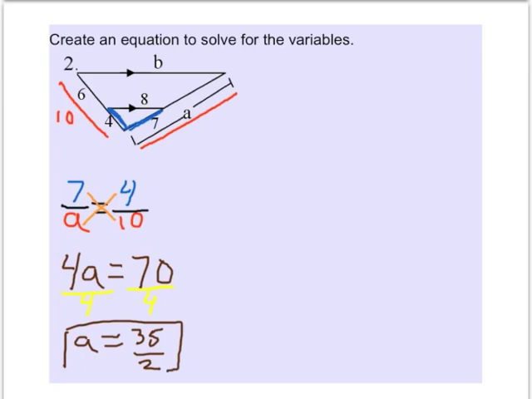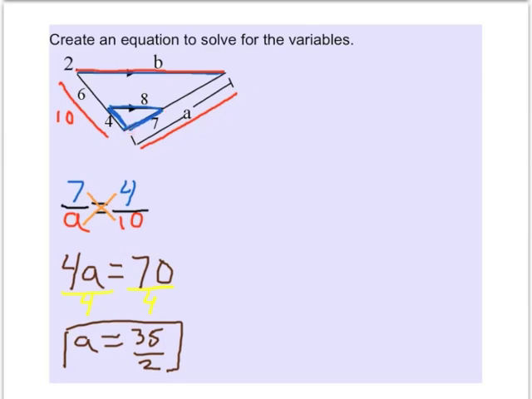So there's a. Now our job is to also find b. So if we think about this figure as two overlapping triangles, this side, the longer side that I actually drew blue, I think color coordination would say it should be red. So 8 corresponds with b in the same way that, let's say, 7 corresponds with 35/2.